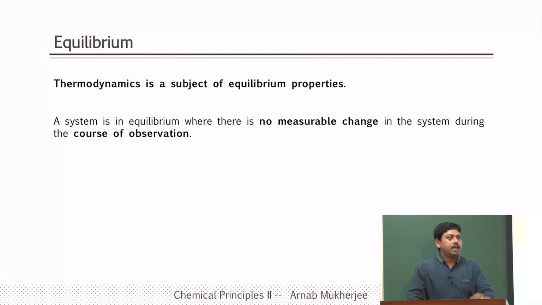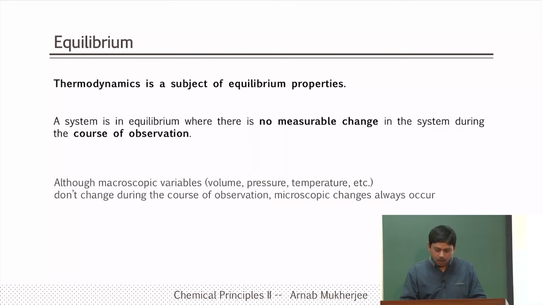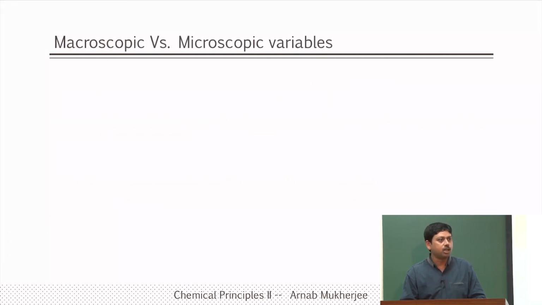A glacier typically will change on time scales of years. When you talk about interstellar systems, their time scale is even larger. So, always while calculating equilibrium properties we have to talk about the time scale of observation and the constraints that we have associated with that. So, macroscopic variables do not change during the course of observation, but microscopic variables change all the time.